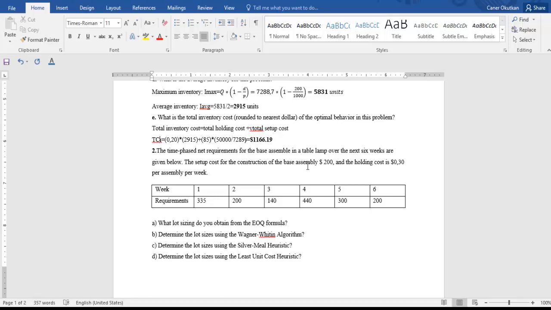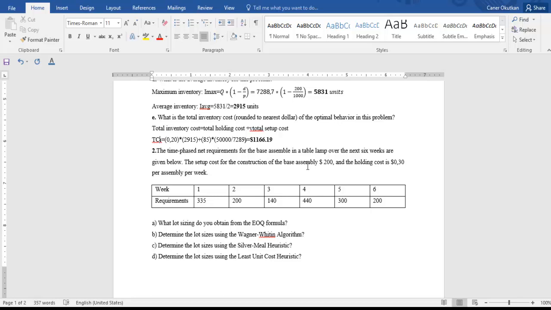Our weeks, 1 week, our requirements 335, and we have weeks and we have requirements. In A question, what lot sizing do you obtain from the economic order quantity formula? In B question, determine the lot size using the Wagner-Whitin algorithm, the best solution algorithm, of course. In C question, determine the lot size using the Silver-Meal heuristic.